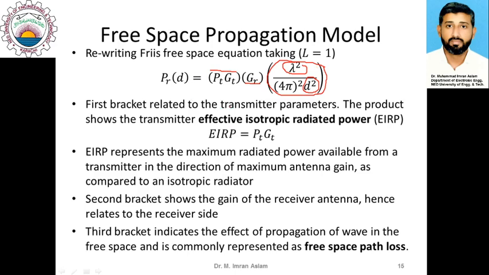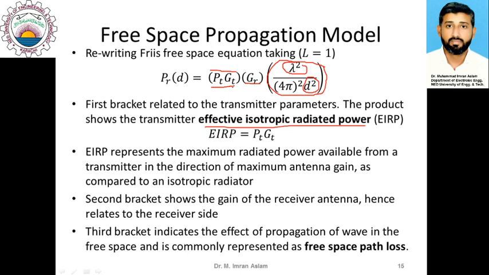The first part is generally named effective isotropic radiated power, or EIRP, which is the product of PT and GT. The second term is the receiver antenna gain, which relates to the receiver side, and the third bracket, this entire thing, is related to the propagation of the wave in free space, and is commonly represented as the free space path loss term, which relates to the loss we encounter when the signal goes through free space.